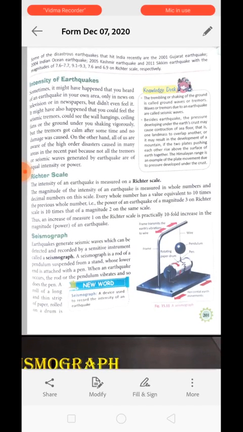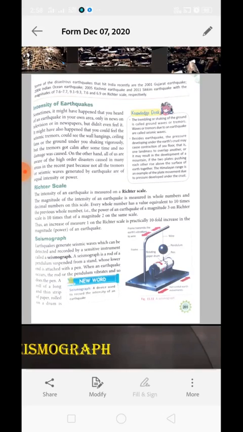Now, intensity of earthquake. Sometimes it might happen that you have heard about an earthquake in your area only in the news, you never felt it. Why? Because it happened, but the intensity of seismic tremors was very low. Okay, so we don't feel it. It might also happen that you could feel the seismic tremors, could see the wall and ceiling fan or the ground under you shaking vigorously, but after some time it calms down. Okay, but there may be cases where it becomes very vigorous and causes lots of damage, even kills people.